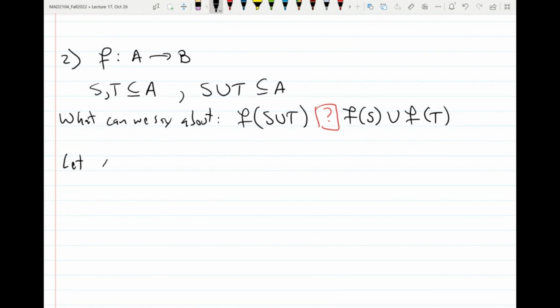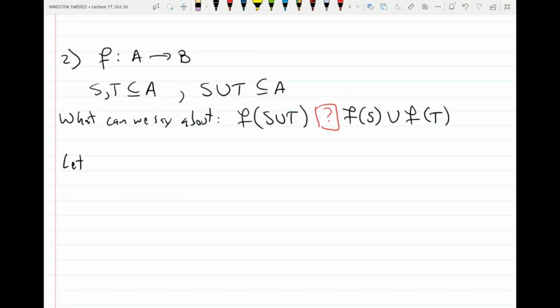Okay, what letter should I use? Where are we playing? In what set are we playing? Are we playing inside A or are we playing inside B? Look at the statement. What are we dealing with? We're dealing with images. Where do the images live? In B, right? Do you understand this?